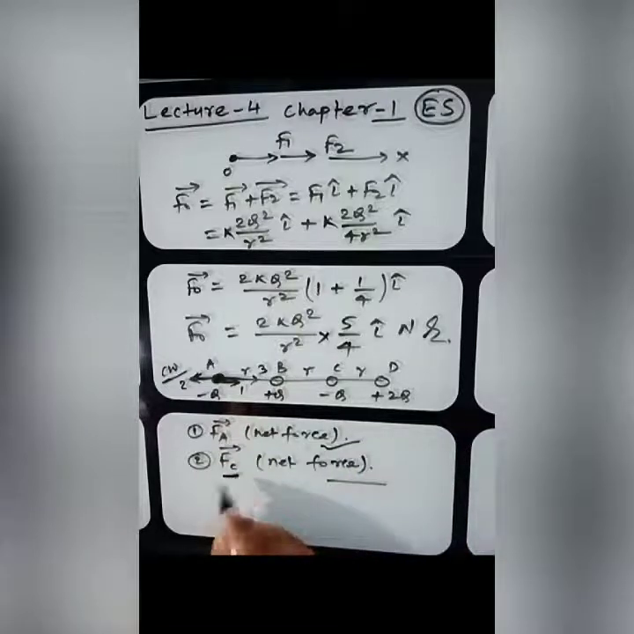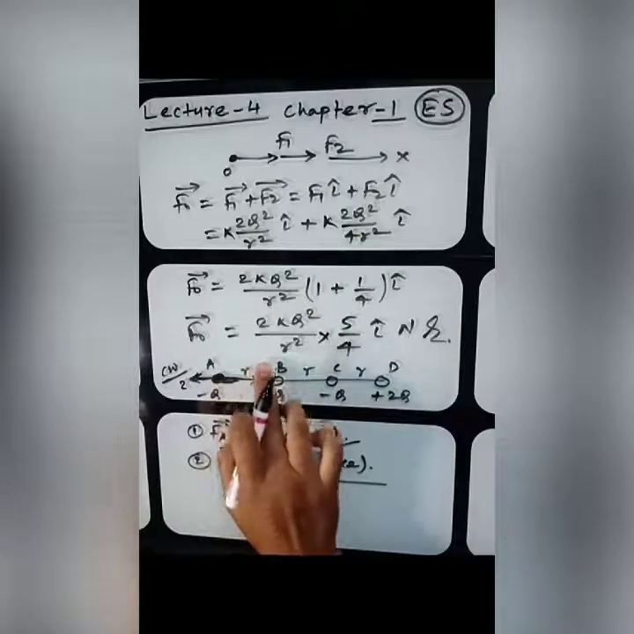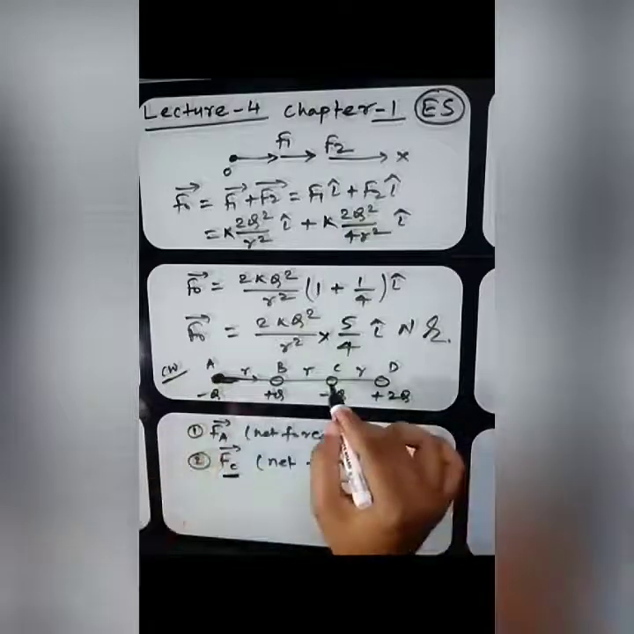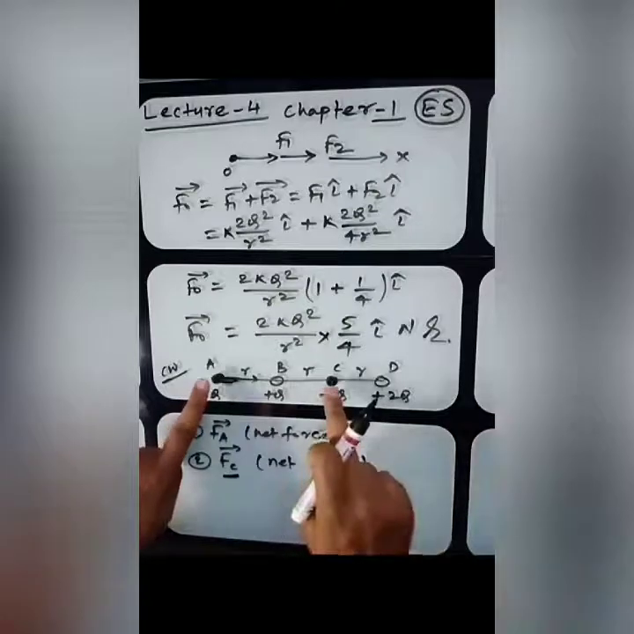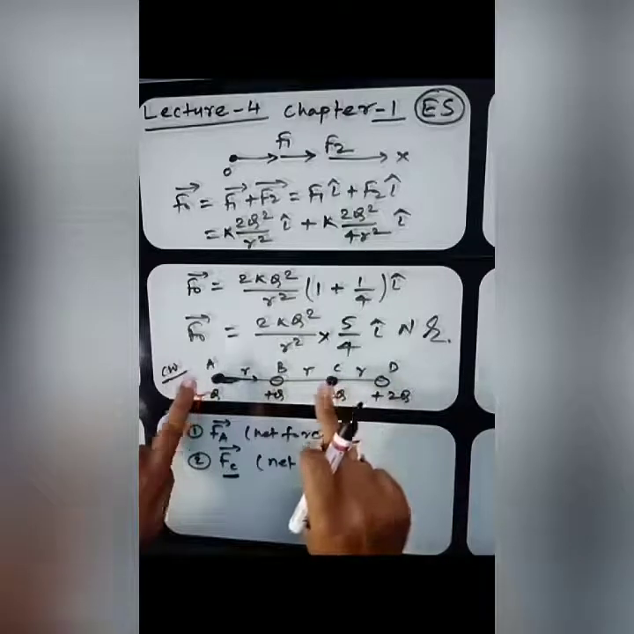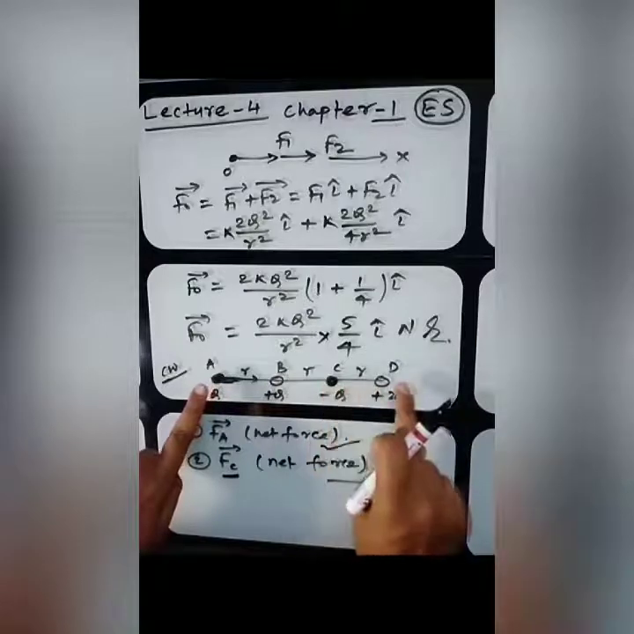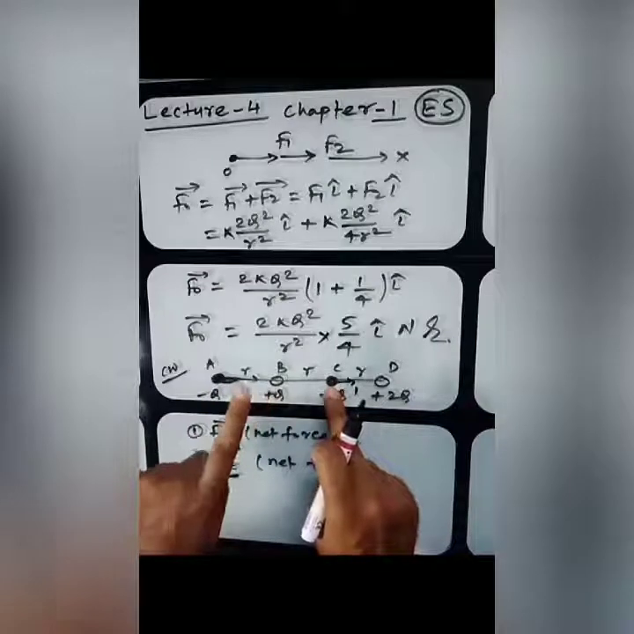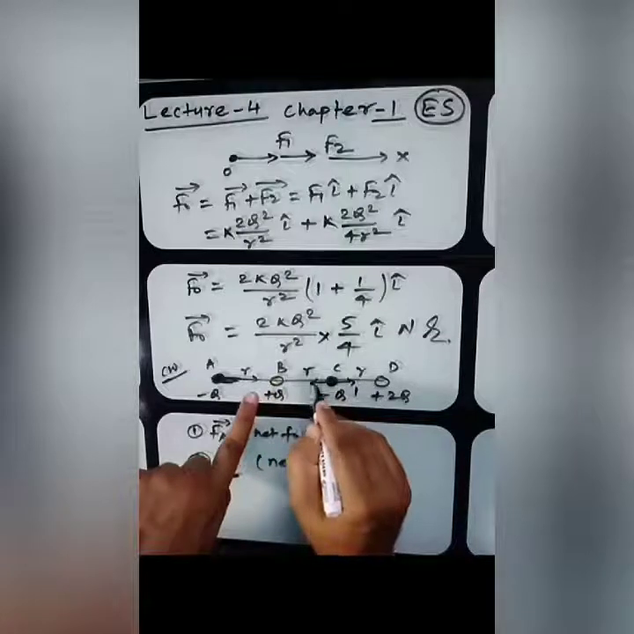Now the force on C. Between A and C, there will be repulsion. But we have to find the force now on C, not on A. So it will move towards i cap, that is along the positive x-axis. So this is the first force. Now between B and C, this is positive and this is negative. So it will attract towards B. This is the second force.